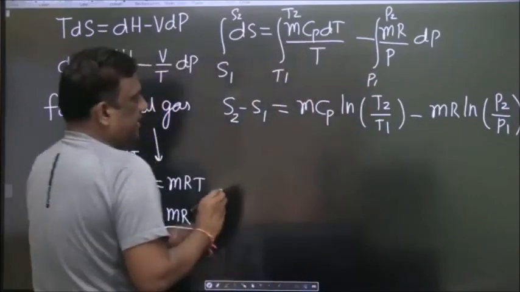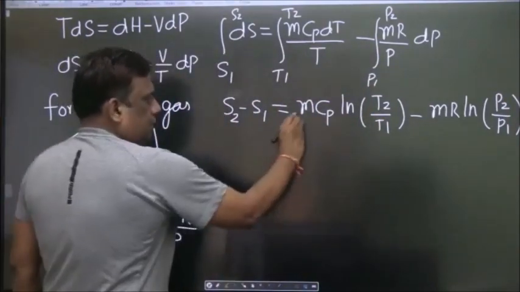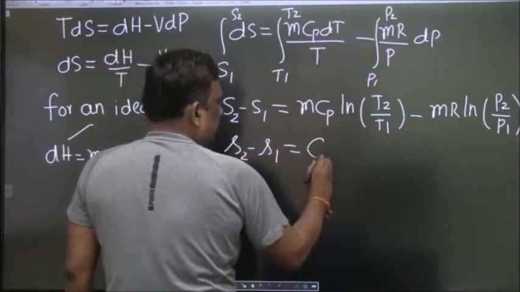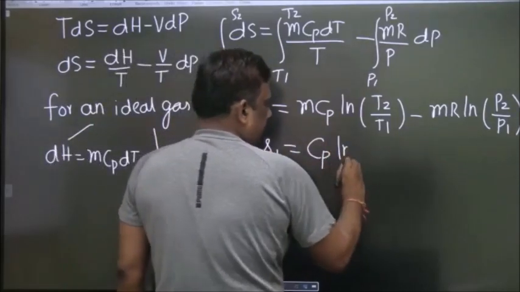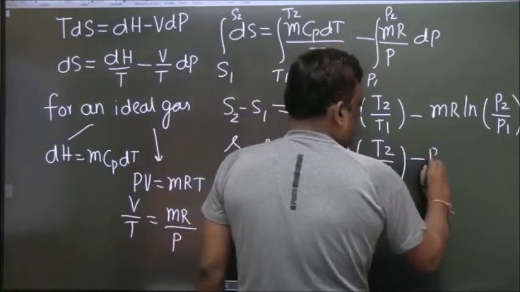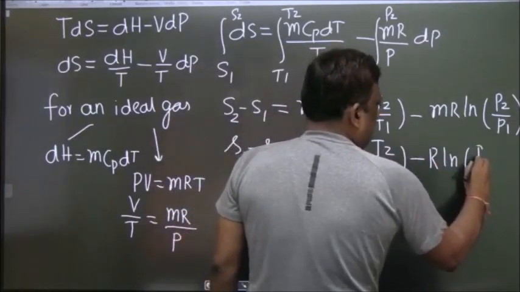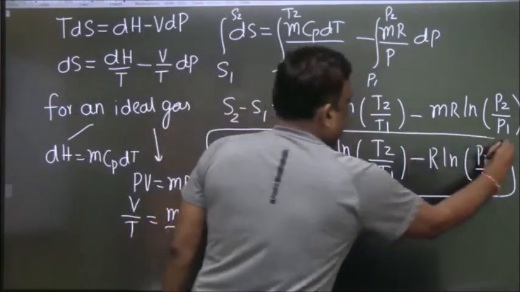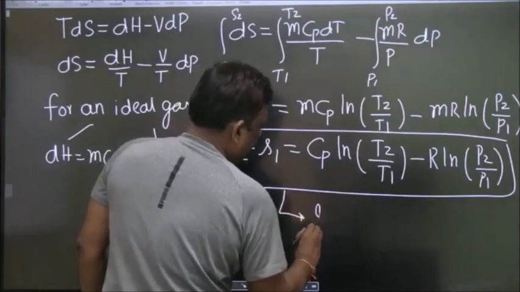No problem at all. Divide both sides by mass. So small s2 minus small s1 is Cp ln T2 by T1. Again, temperatures are strictly in Kelvin. Minus R ln P2 by P1. Very good. Again, this equation is valid only for ideal gas.